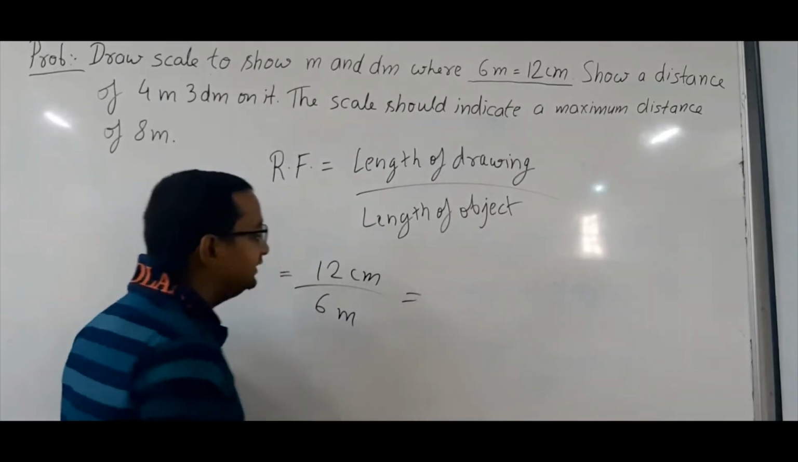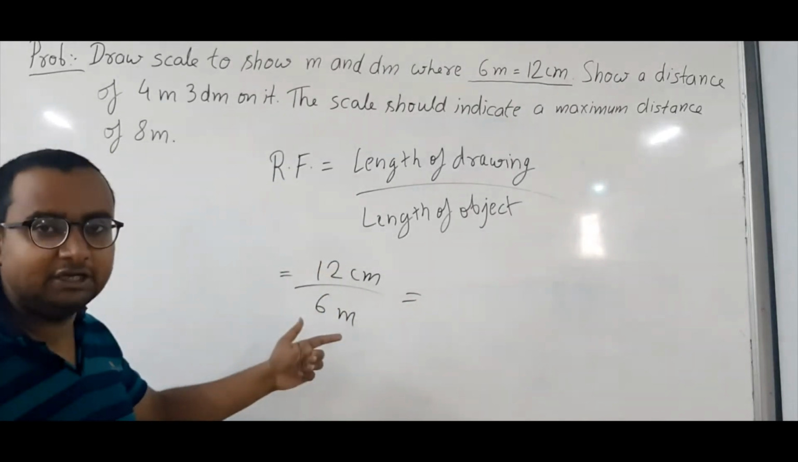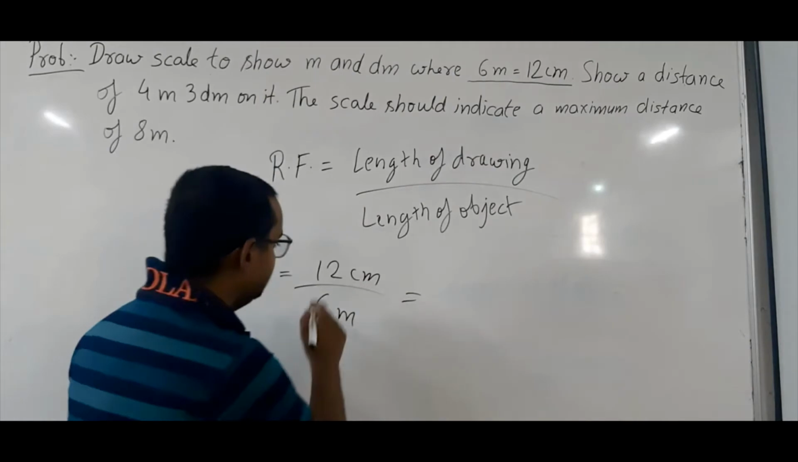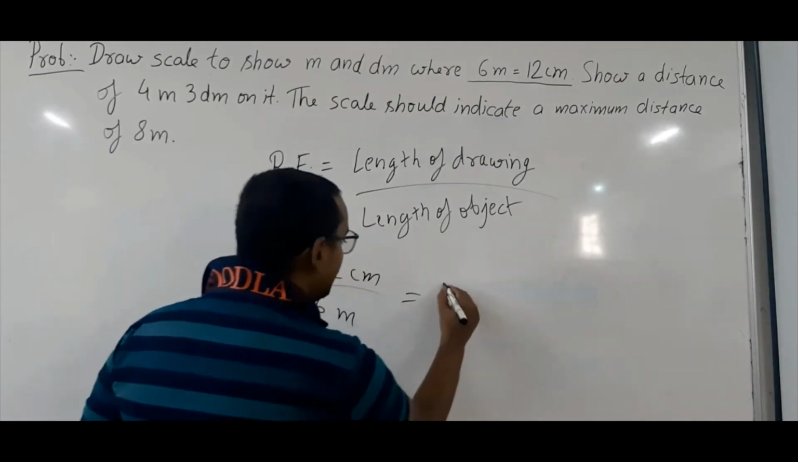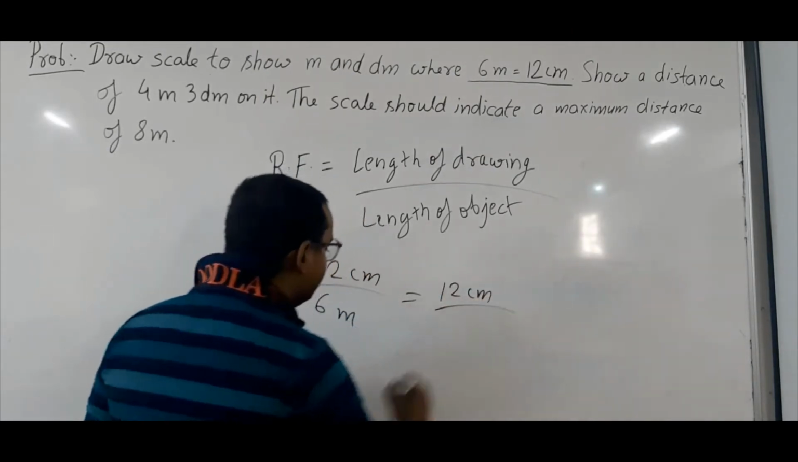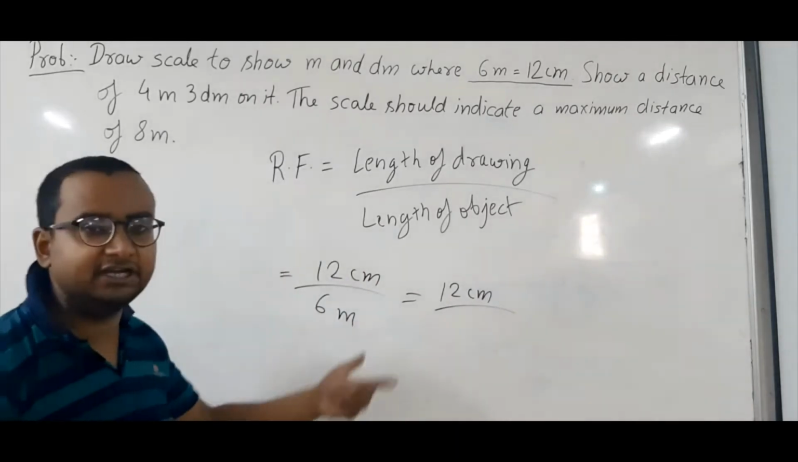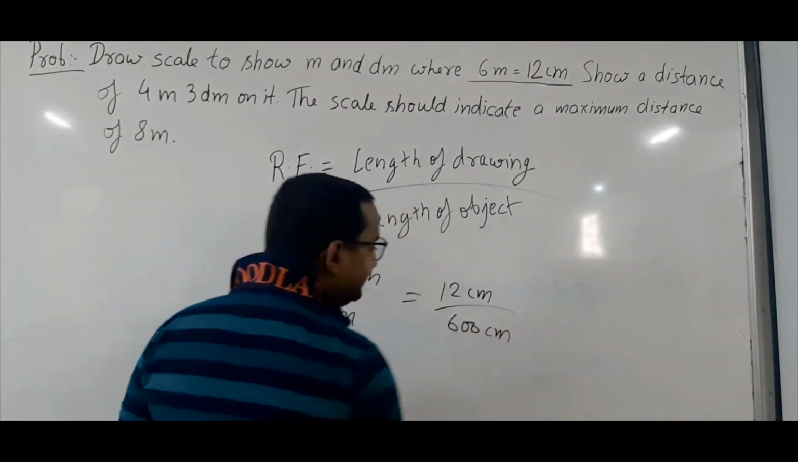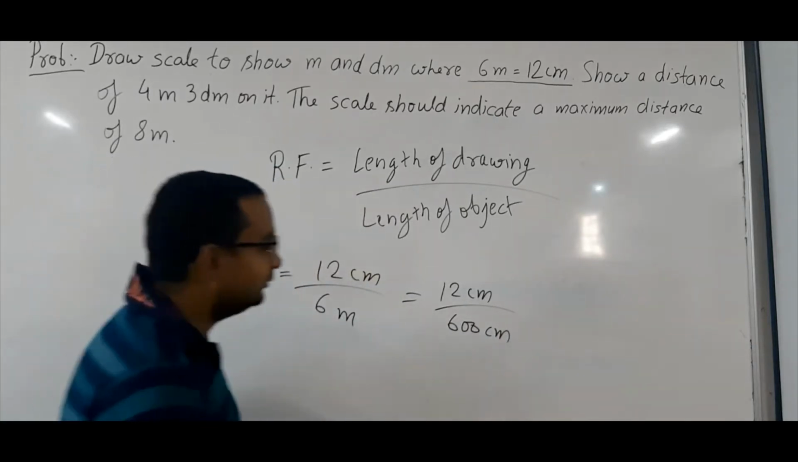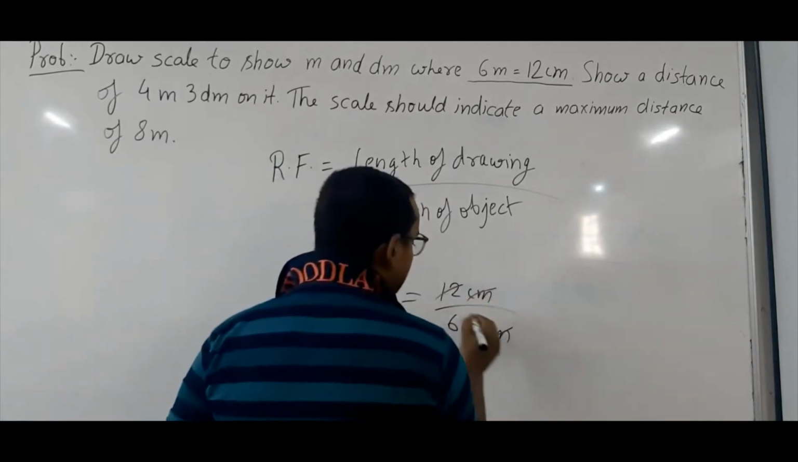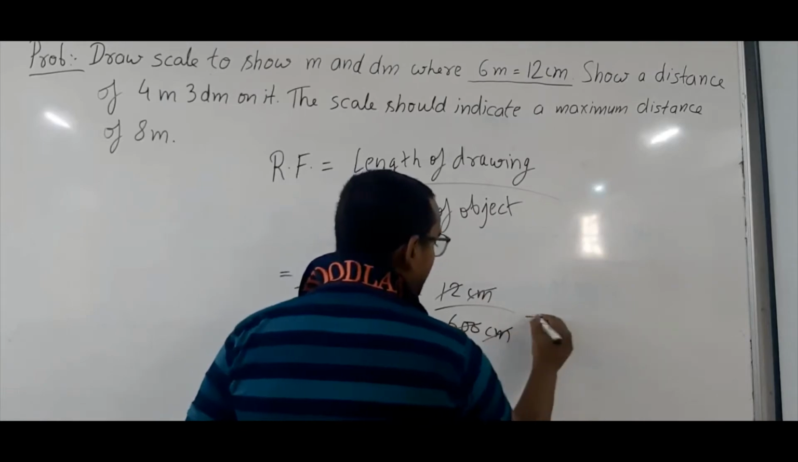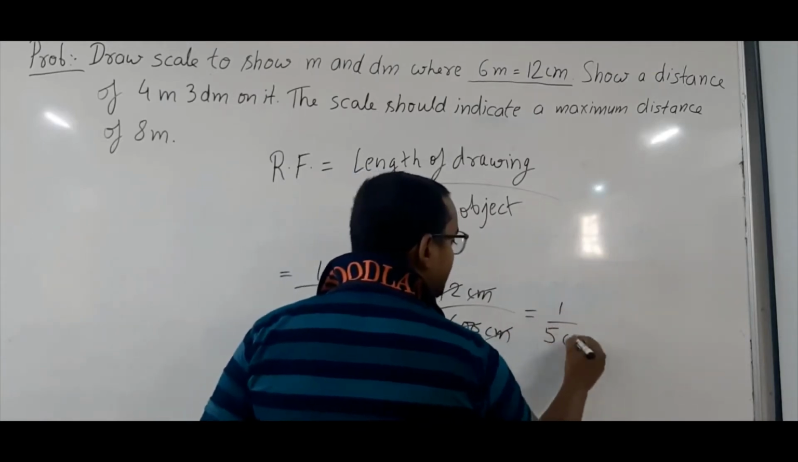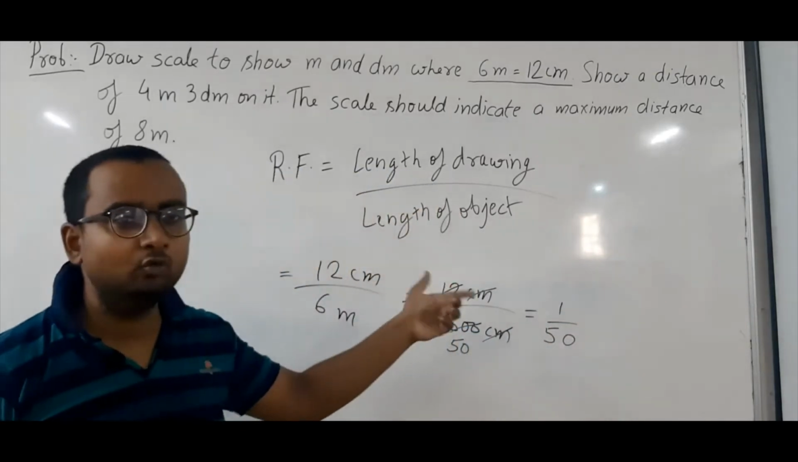We will convert the units of numerator and denominator into the same system of units. So 12 centimeter and 6 meter will be converted into centimeter. It will give us 600 centimeter. So RF will come out as 1/50. So the value of RF is 1/50.